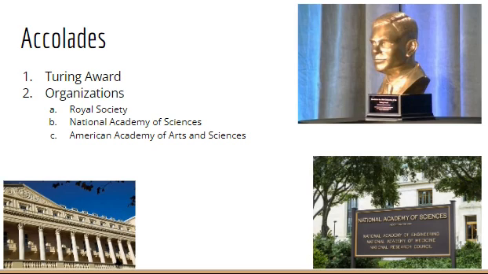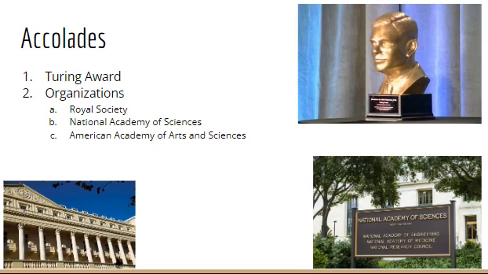Due to the significance of his work on computational complexity and P versus NP, Cook has been widely recognized. In 1982, he was awarded the prestigious Turing Award, considered the equivalent of the Nobel Prize in computing. Cook has also been elected to prestigious scientific organizations, including the Royal Society, the National Academies of Science, and the American Academy of Arts and Sciences.